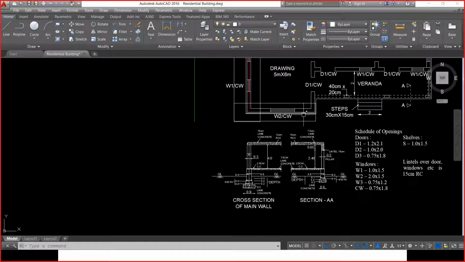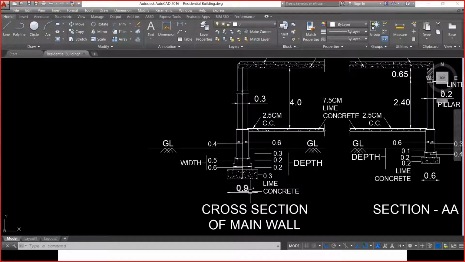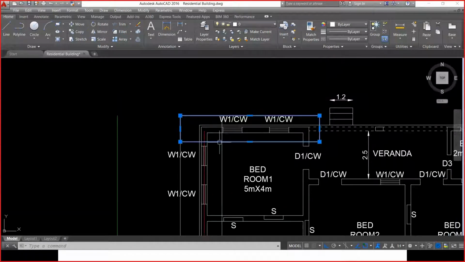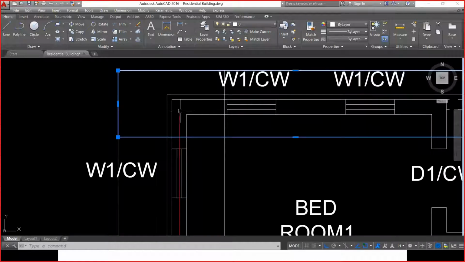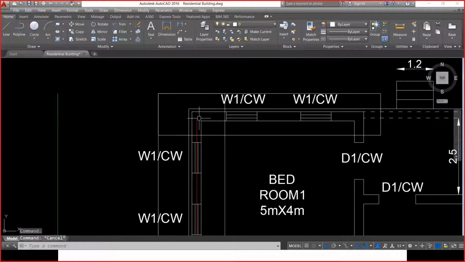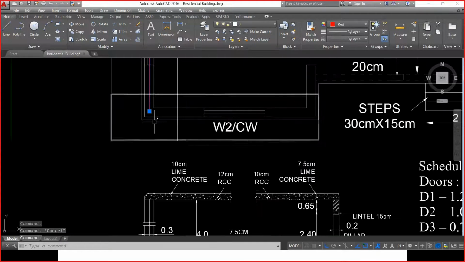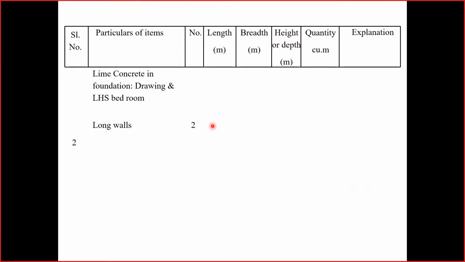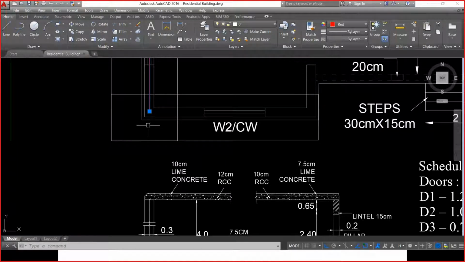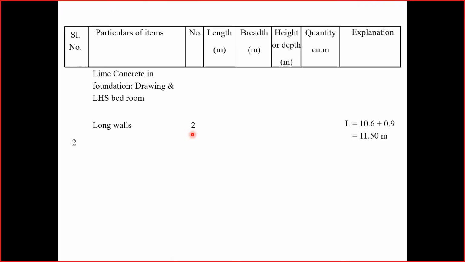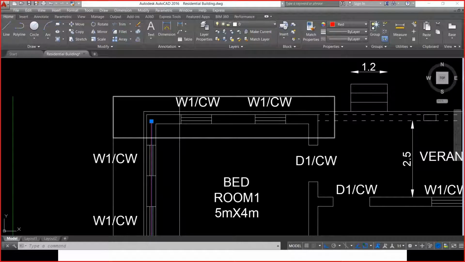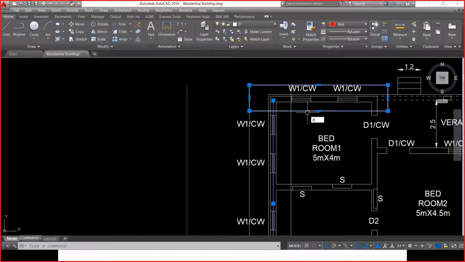Because it is a 30 centimeter wall, it will also have a 0.9 meter width lime concrete pad. So I have to consider this additional length which is missing over here, which is equal to the center line length plus 0.9 by 2 on this side and plus 0.9 by 2 on the other side as well. So the total length is given by 10.6, the center to center distance, plus 0.9 by 2 on this side and plus 0.9 by 2 on the other side. Totally 0.9 by 2 plus 0.9 by 2 becomes 0.9. So the actual length is 11.5 meters. Now I know the length of the rectangle.